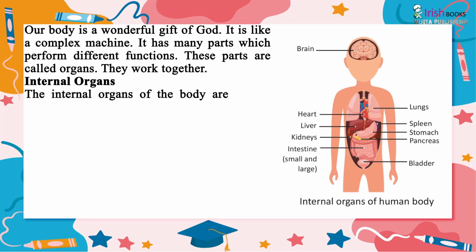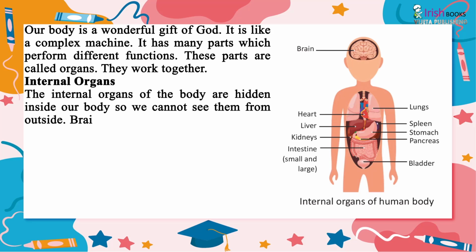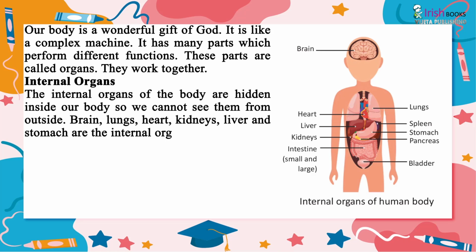Internal organs. The internal organs of the body are hidden inside our body, so we cannot see them from outside. Brain, lungs, heart, kidneys, liver, and stomach are the internal organs of the body. Internal organs of the human body: brain, lungs, heart, spleen, liver, stomach, kidneys, pancreas, intestine, small and large, bladder.